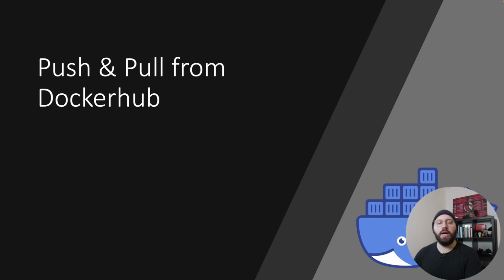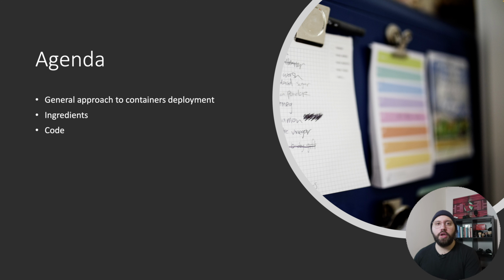So today we're going to be doing a very short video on how we can push our images to Docker Hub and how we can pull them and why we might need to do that. So what's on our agenda for today? We're going to first discuss the general approach of container deployment, and then we're going to be discussing the ingredients that we're going to be needing, and we're going to go into the code.